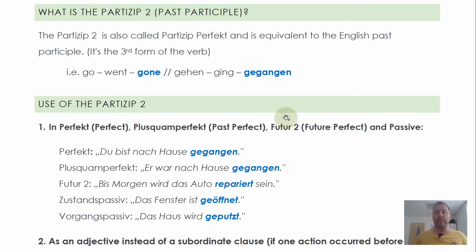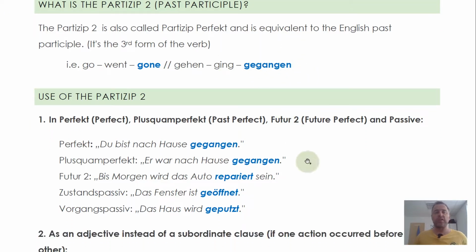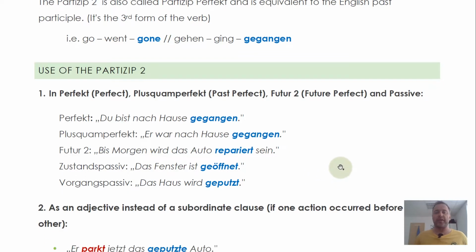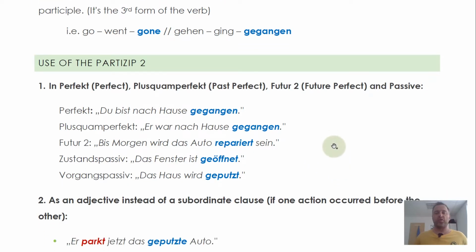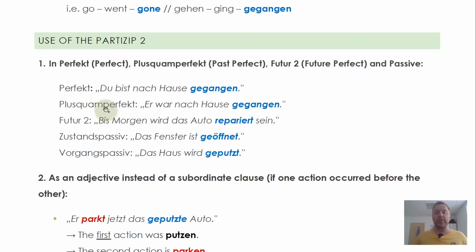But before we have a look at how to create it, we have a look at when to use it. And that's very similar to English. First, we use it for the Perfekt tense, Plusquamperfekt, so it's the past perfect, and also the Futur 2, which is the future perfect, and the passive voice.